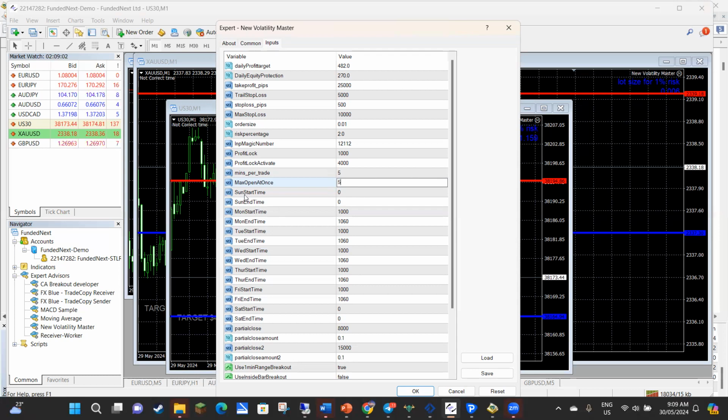Okay, then we have all the start times. So we have separate start and end times for every day of the week. Sunday and Saturday, it's going to be extremely rare that you use them unless you're doing a little bit of crypto trading, but I whacked them in there anyway. So we've got Monday start time, Monday end time. This is in minutes. Minutes from the start of the trading day. The start of the trading day is 000 hours market watch time.